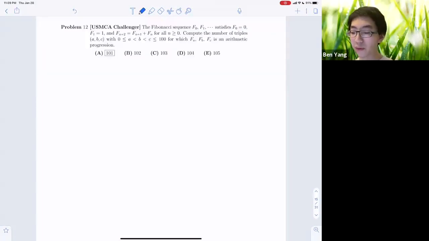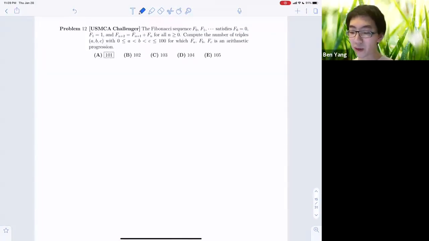Okay, problem 12. So this problem is about arithmetic progressions in the Fibonacci sequence. Basically, we want to find the number of arithmetic progressions in like the first 100 or 101 terms in this Fibonacci sequence. So let's start by writing down the first several terms of the Fibonacci sequence and see what kind of arithmetic progressions there are.